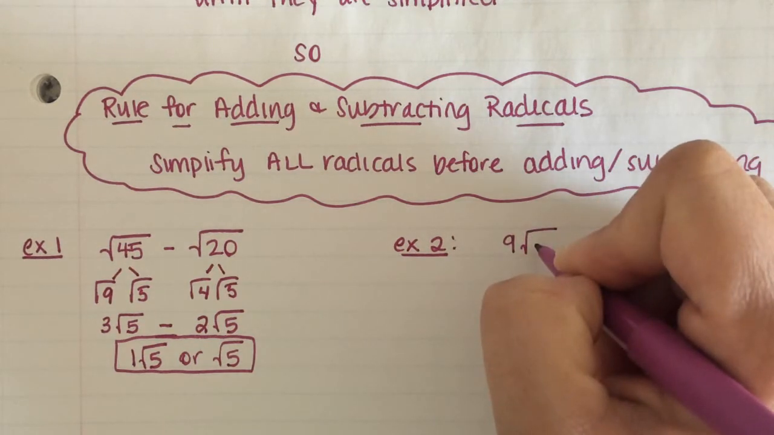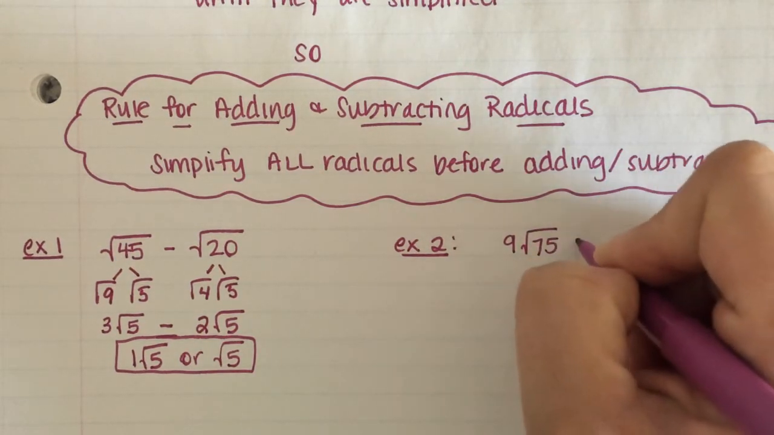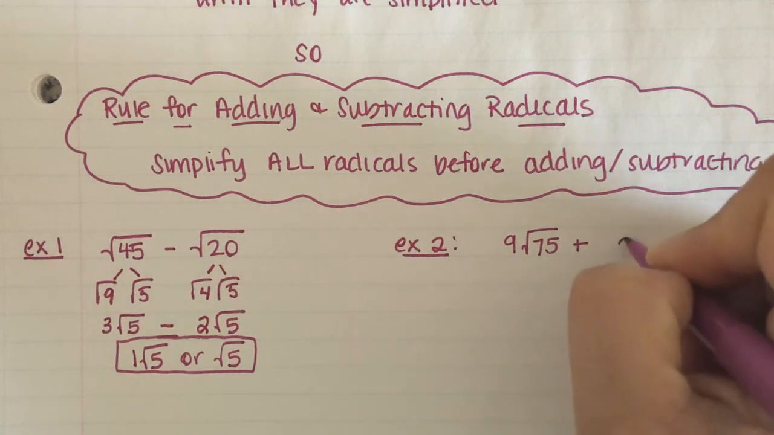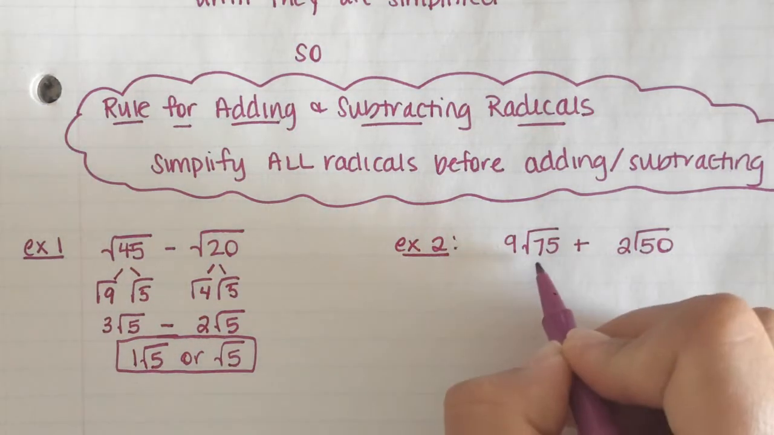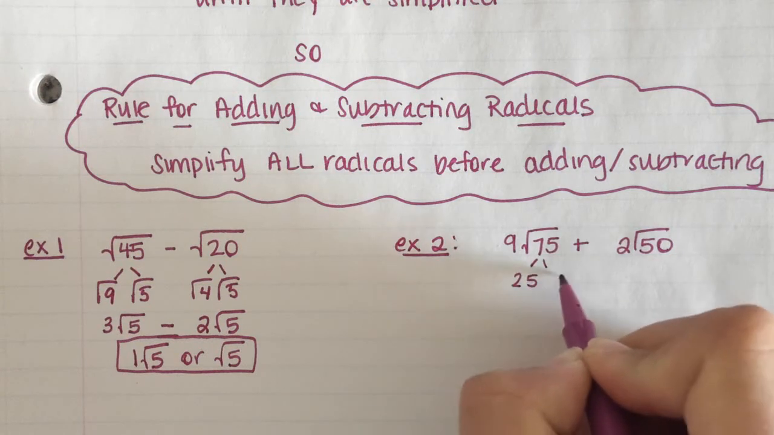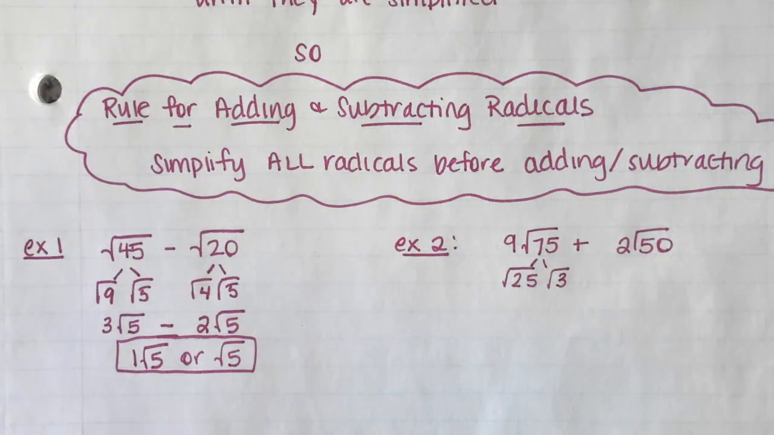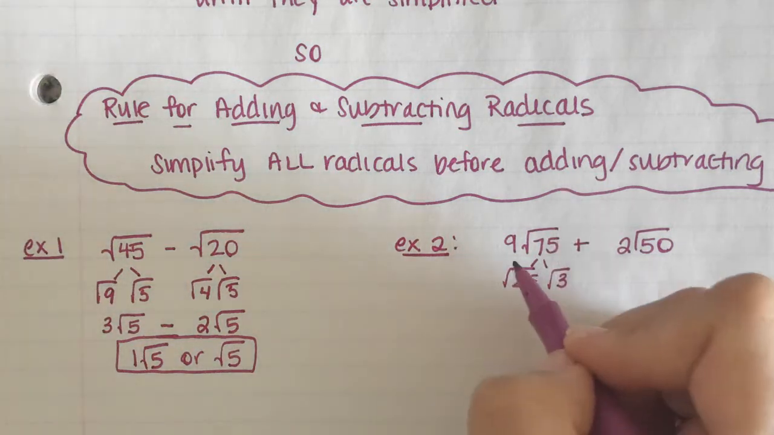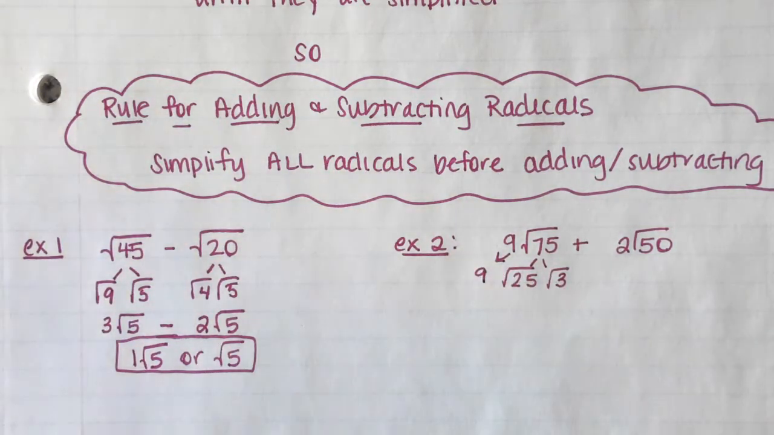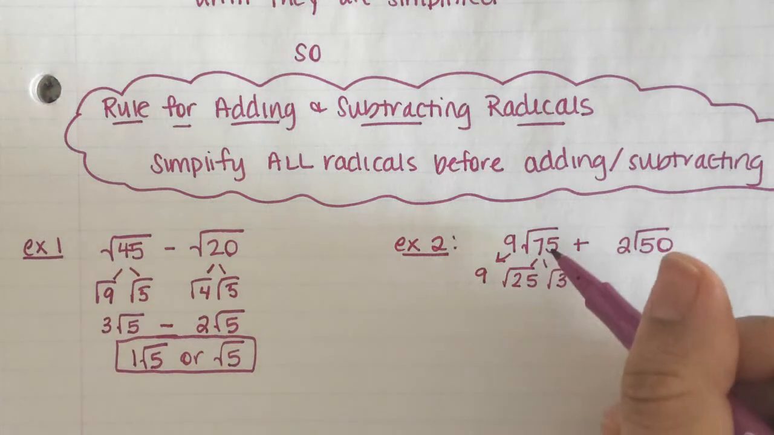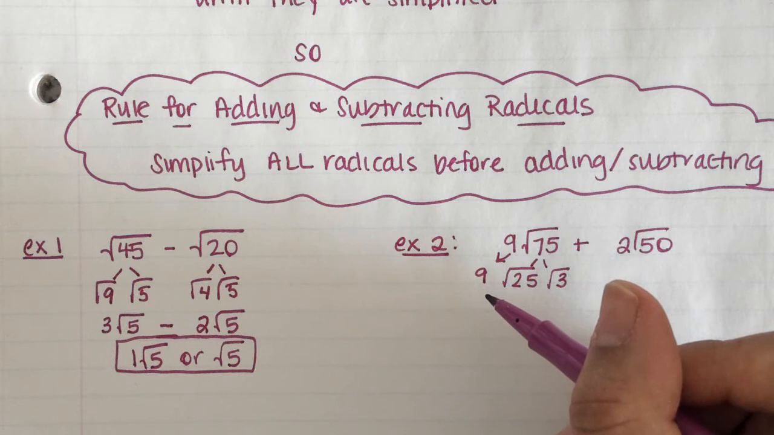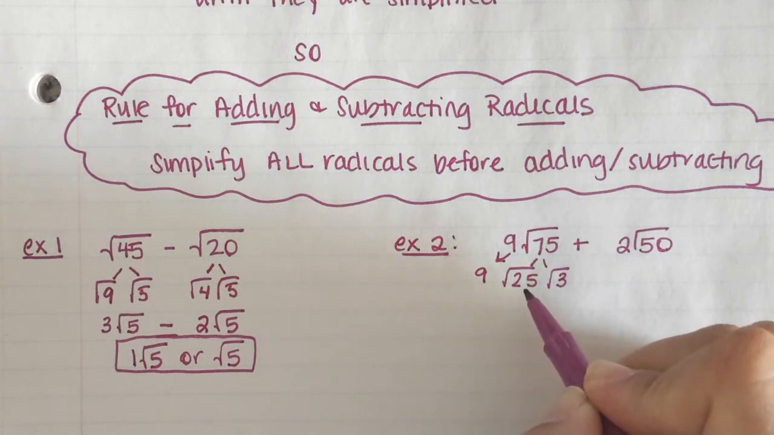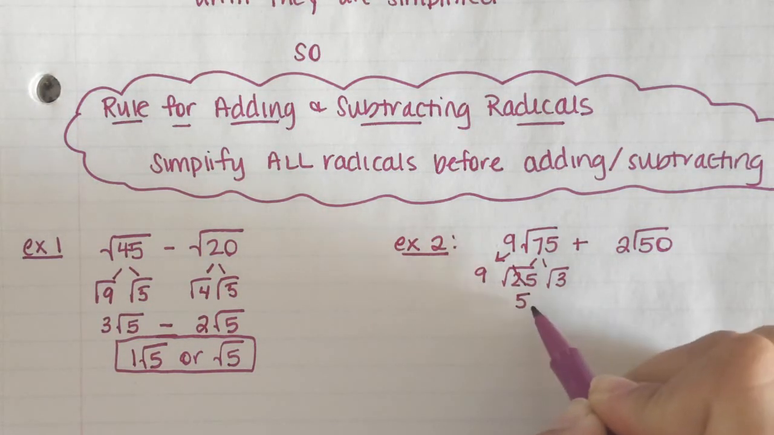Nine radical 75 plus 2 radical 50. Okay, I'm going to simplify these first. For 75, I'm going to use 25 and 3. I'm going to bring down the 9. It's not part of me reducing the 75, but I'm going to need it in a second. There's no radical sign over it. I'm not simplifying it. I just don't want to forget it. So the square root of 25 turns into a 5, and I bring down the radical 3.